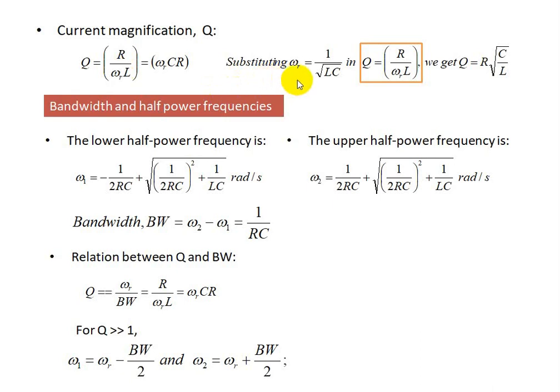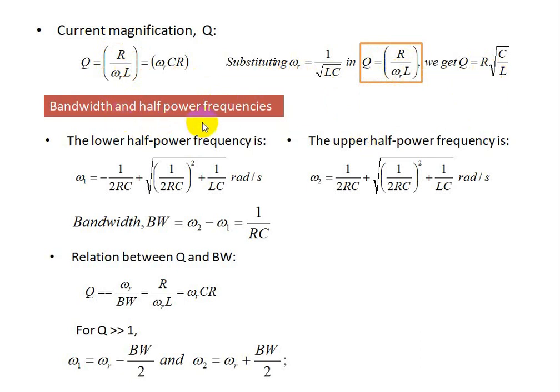If we substitute omega R equal to 1 by under root of LC in Q is equal to R by omega R L, that's this part, we get Q as R into under root of C by L.